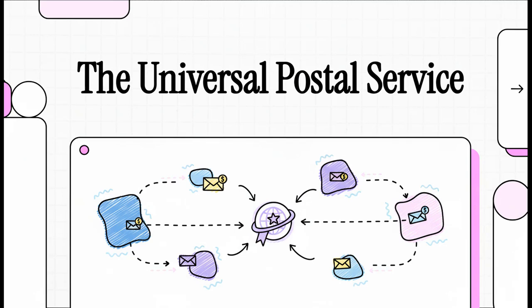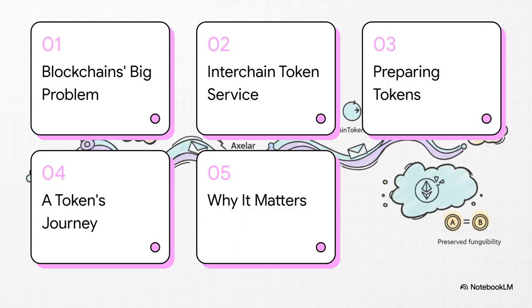You ever wonder how a token actually moves from one blockchain to another? I mean, not just the slick front end, but what's happening deep down in the code? Well, today we're going to peel back the layers on a really key piece of Web3 infrastructure that makes it all happen, Axelar's Interchain Token Service. And we're not just going to talk about it, we're going to look right at the source code that powers the whole thing. So here's our game plan.